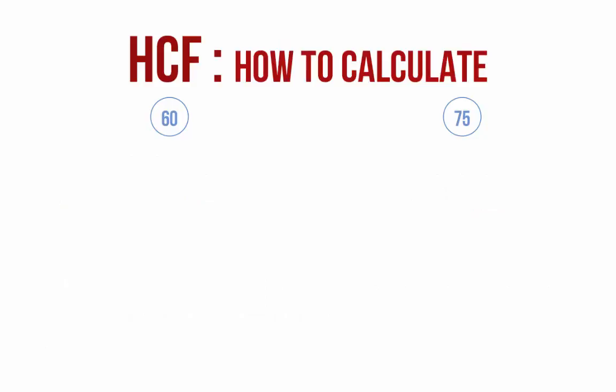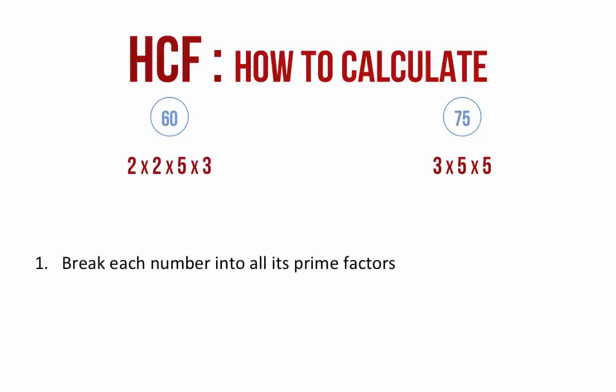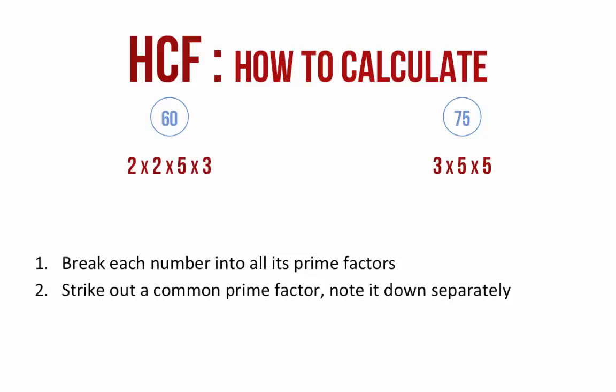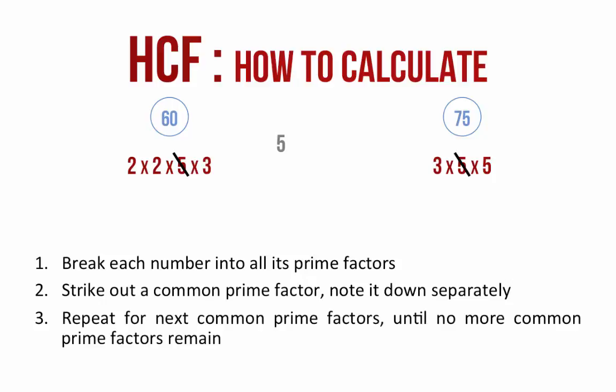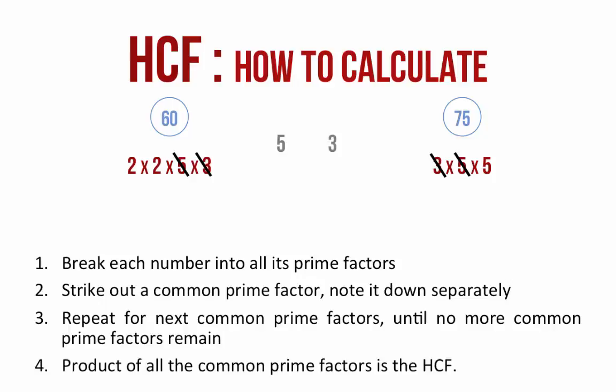Let us now see how to calculate HCF. Break each number into all its prime factors. Strike out a common prime factor. Note it down separately. So we strike out 5 here and we note it down separately. Repeat for the next common prime factor until no more common prime factors remain. So we strike out 3 and write it down separately. The product of all the common prime factors is the HCF. Therefore, the HCF of 60 and 75 is 15.